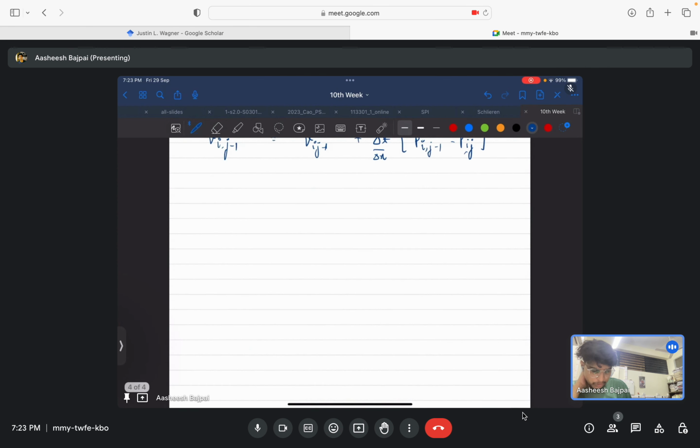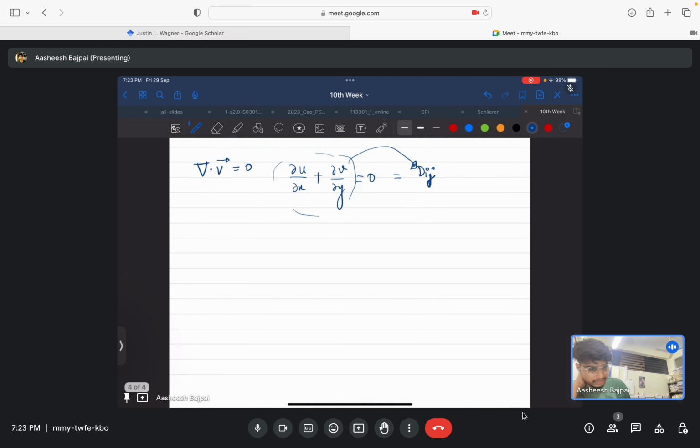Let us write our continuity equation in the, you can say, incompressible field. I am writing it as du by dx plus dv by dy is equal to 0, or I am calling it as d i j, which is equal to 0. So let us discretize it. So after discretizing, what will we get?